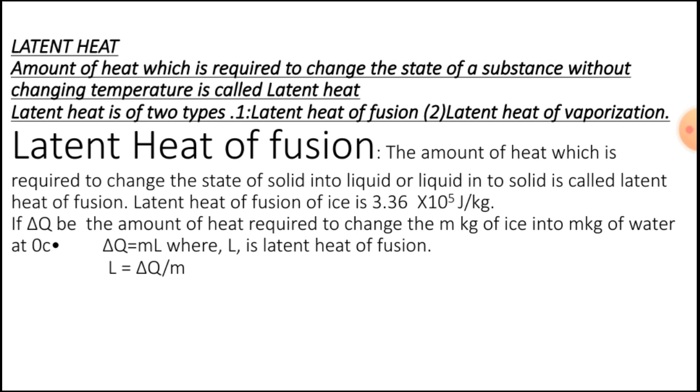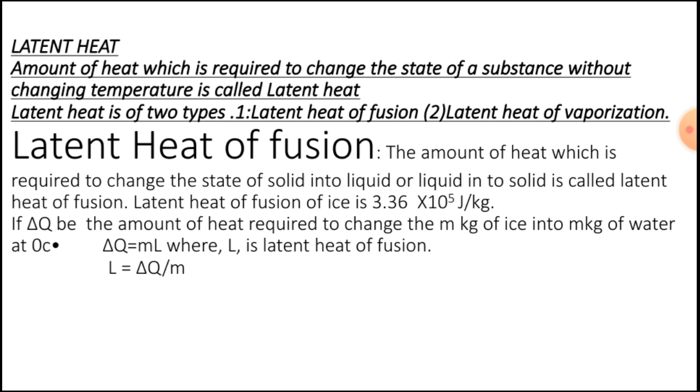The latent heat of fusion of ice is 3.36 × 10^5 joule per kg. It means that 1 kg of ice can be converted into 1 kg of water by providing heat of 3.36 × 10^5 joule.